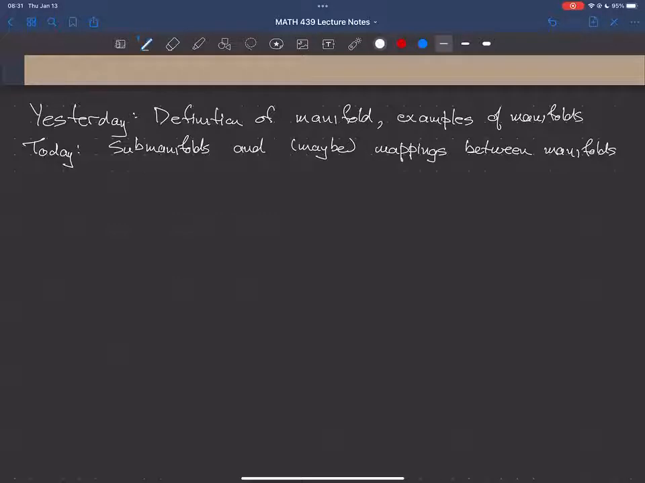And the other thing you typically do when you introduce a new kind of object is talk about mappings between two objects of that kind. For vector spaces, those are linear mappings, and for groups, those are homomorphisms of groups. So in this case, we're going to have the notion of a mapping between manifolds, and we may get to that today, or we may not. I don't know. Okay, but submanifolds.